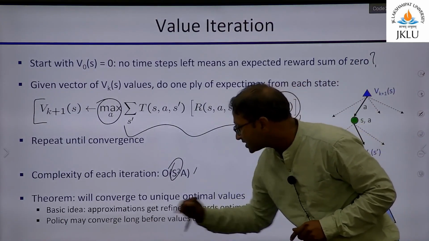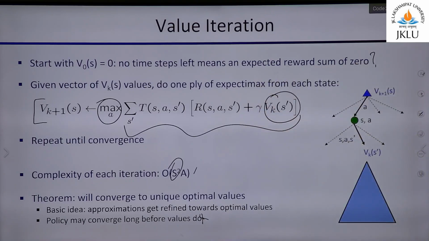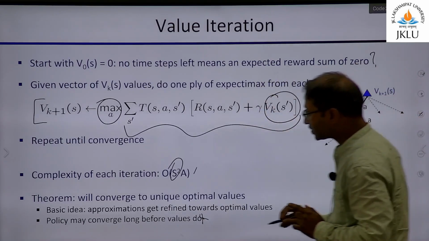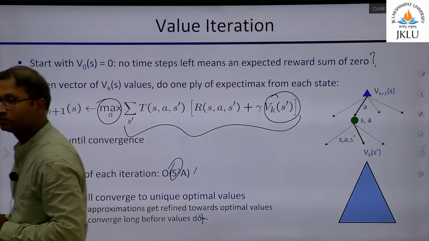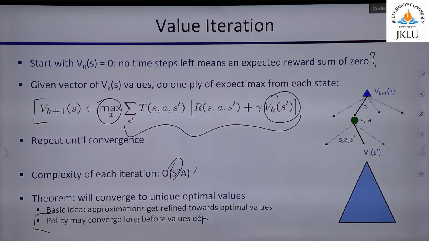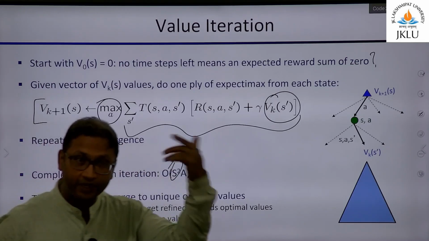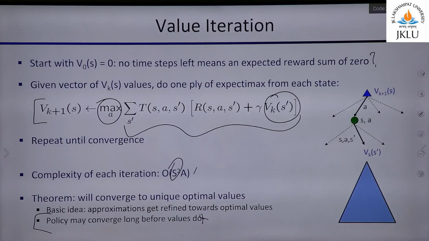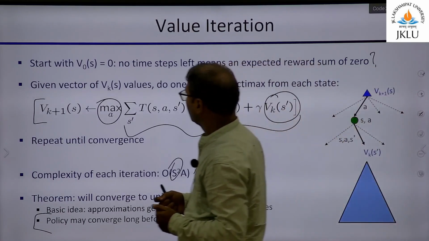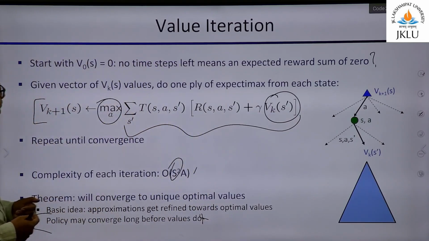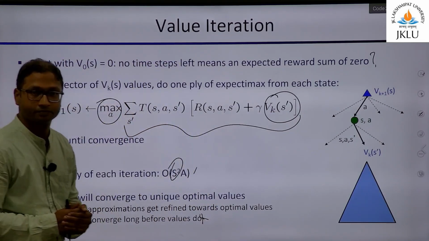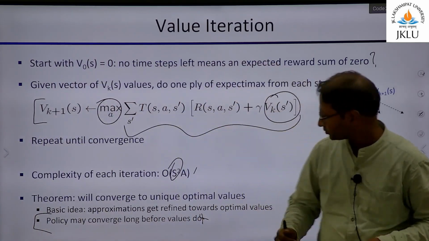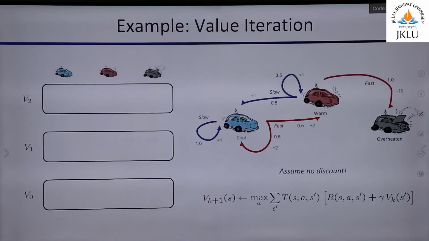So policy may converge long before values do, and this gives us motivation to talk about policy iteration now, because values converge much later, policies converge much earlier. So this is what value iteration is. Okay, compute these values for me.